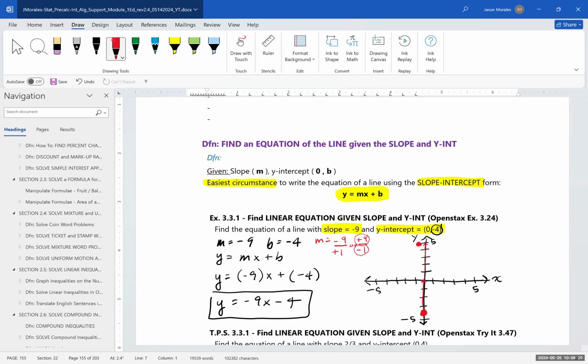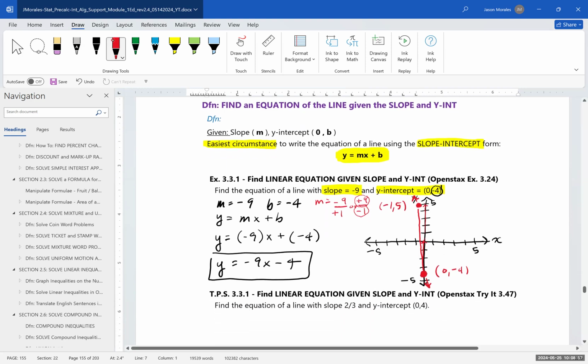So this XY plane I made is just barely big enough to contain this graph of this line. But it's okay. All right, so that's what the graph of this line looks like. This is the point 0, -4. And this is the point -1, 5.